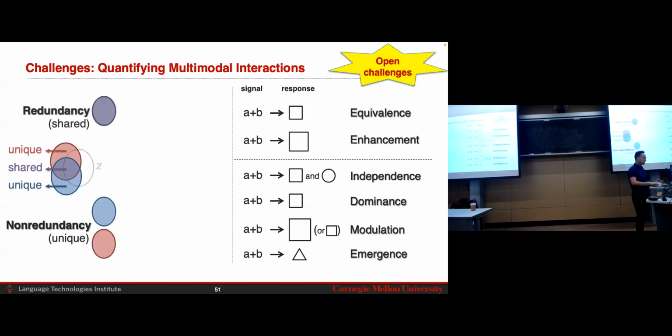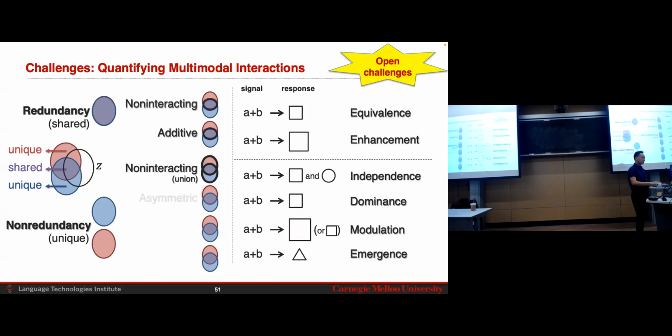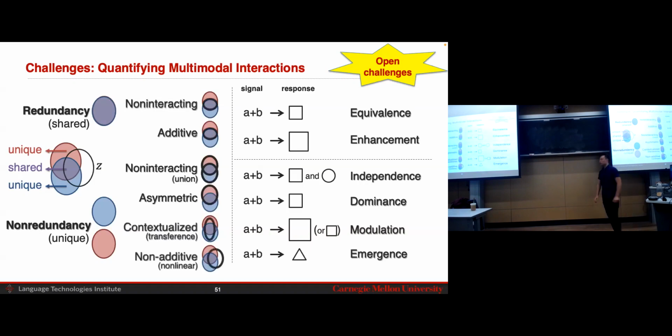One thing that seems promising could be an information theory perspective. Here's a very rough sketch of a figure that combines some of these visuals from information theory with some of these interactions. Redundancy is all about the fact that there's shared information between two modalities, that the Venn diagrams overlap. Non-redundancy is all about the fact that there's unique information to each modality. The Venn diagrams are separate. And if you have redundancy, it seems that some of the responses look at the intersecting parts of both modalities. And these could be equivalent or they could enhance each other.